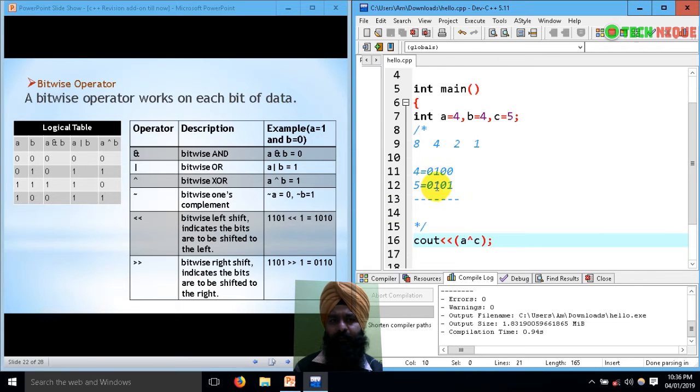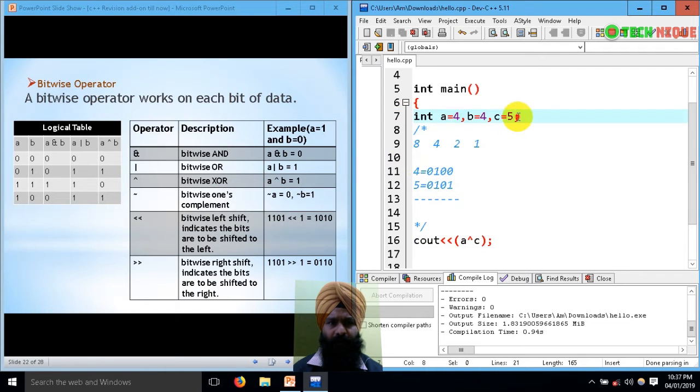So here 1 and 1 it's the same, 0 and 0 is the same, here 0 and 0 is the same, and here we are having a different value. So XOR will have a 1 as output. Similarly, this is the bitwise ones complement. Now, how is ones complement going to work?